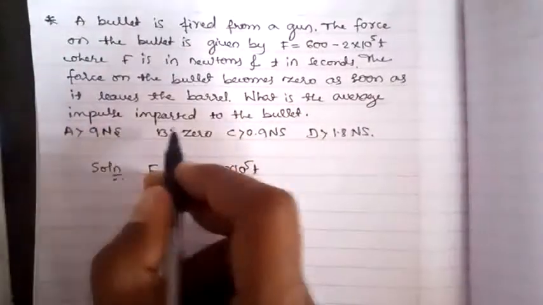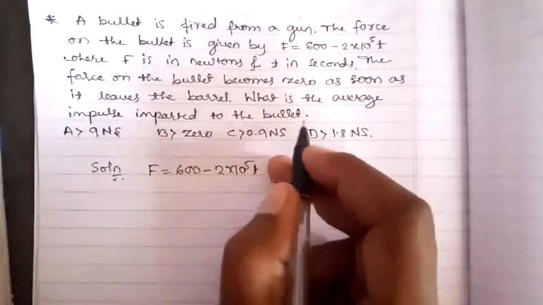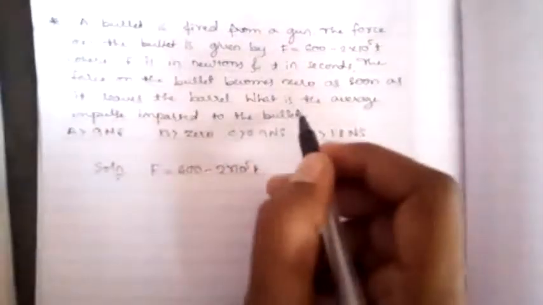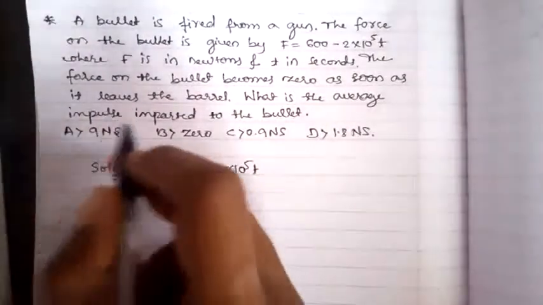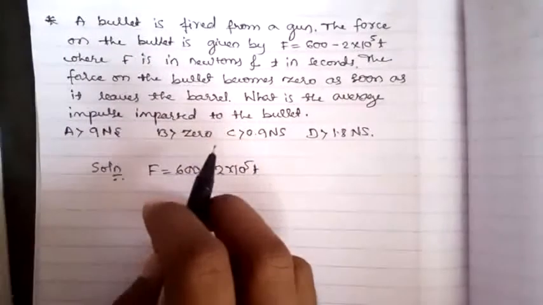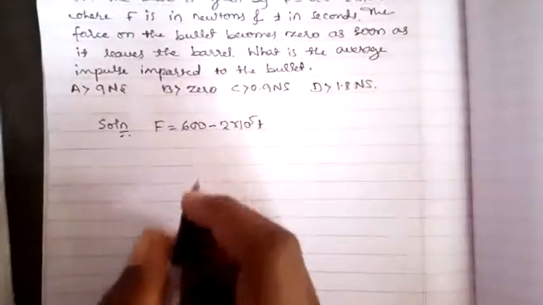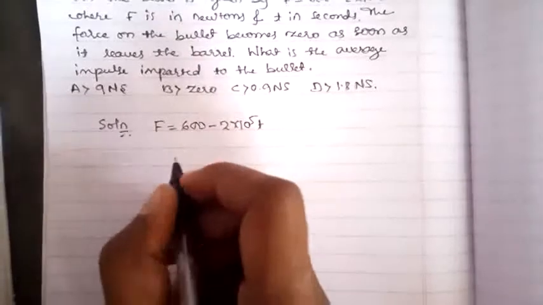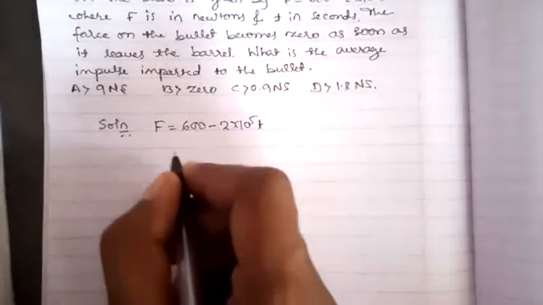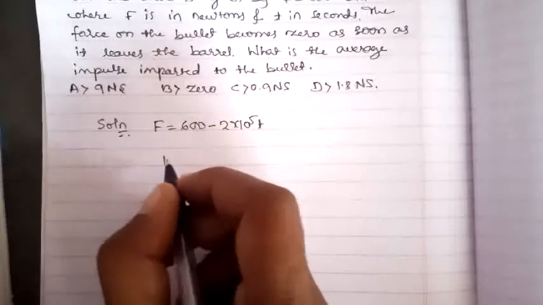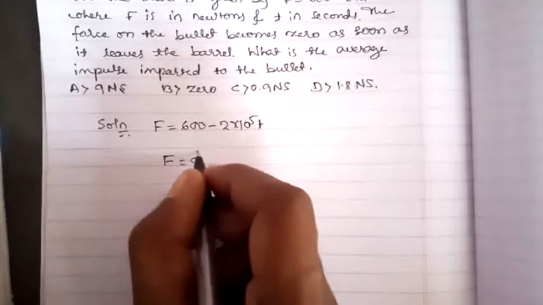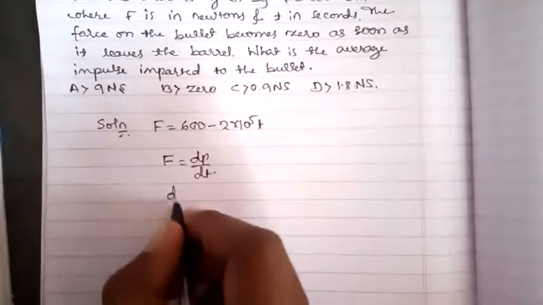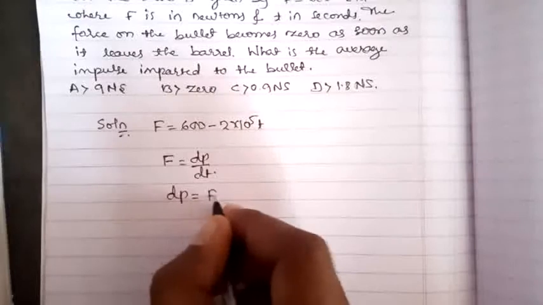What is the average impulse imparted to the bullet? Impulse means the change in momentum of the bullet. We have to find the change in momentum. Impulse is nothing but change in momentum. So what is the expression for change in momentum? Listen here, change in momentum is nothing but what is called impulse. Again by using Newton's second law, what is Newton's second law? F is equal to dp by dt. Then dp is equal to F into dt.